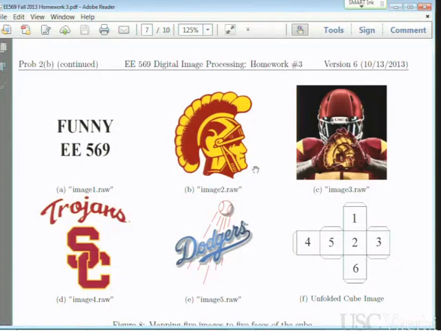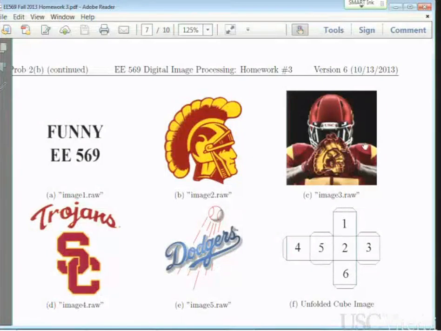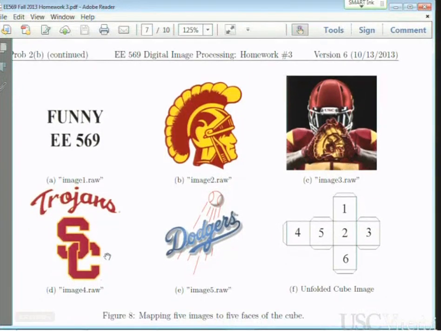Another one is Tommy Trojan, the logo. Another one is a football player. Another Trojan, this must be the USC fan, right? Everything about USC. This is just one thing, the Dodger. Okay. So anyway, we put this one onto surface 1, image 2 onto surface 2, image 3 onto surface 3, image 4 here, 5 here. For 6, there's no image because 6 is eventually the bottom. You can put something there, your photo, but no one will see it anyway. You can put whatever you like, okay?